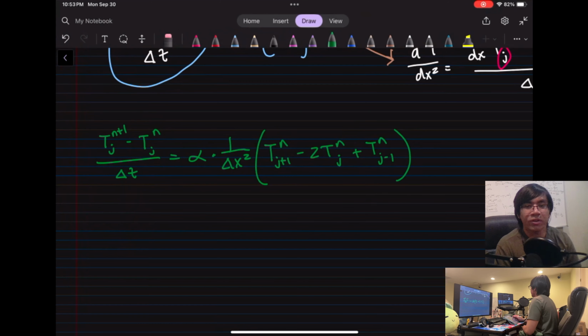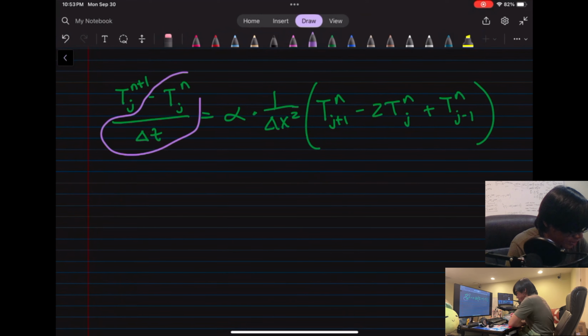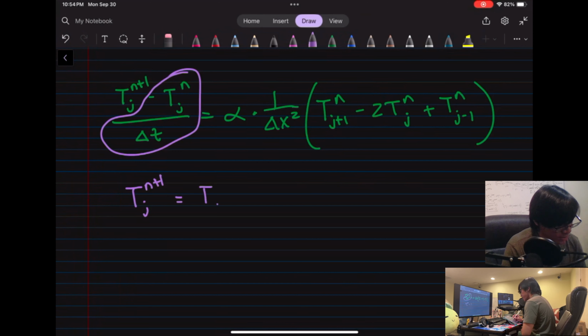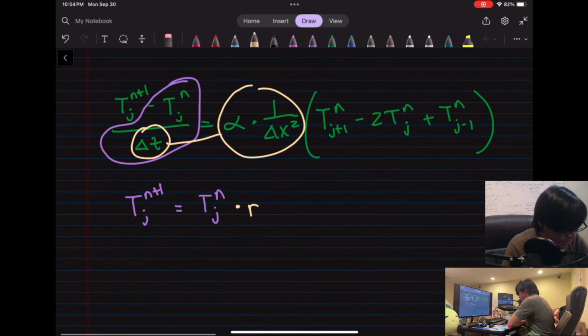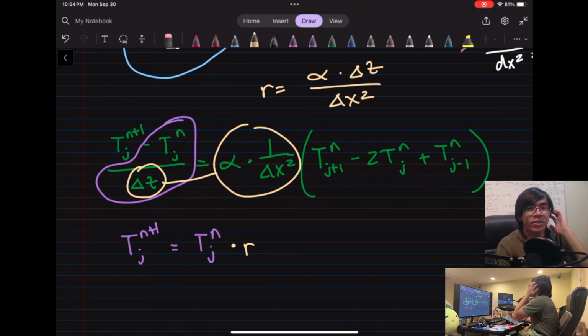So kind of moving all the terms together, I'm going to go ahead and move these two terms to the right. And what that gives us is our future term for the same position. So our temperature in the next time period at the same position j is equal to t_j^n, our current temperature at the current position. And I'm actually also going to combine these terms into a term for r. So r is just going to be alpha times our time step over our position step squared. So that's going to be a pretty important term later on.